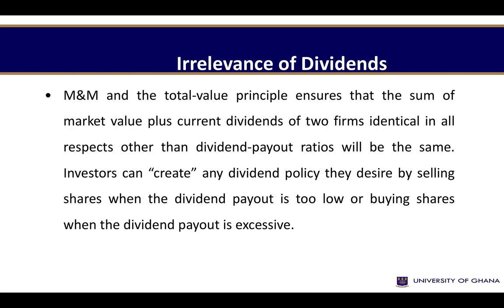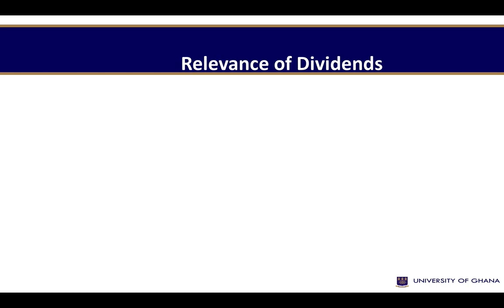So investors can create any dividend policy they desire by selling shares when the dividend payout is too low, or buying shares when they believe that the dividend payout is excessive. So by virtue of that, whether a firm pays dividend or does not pay dividend does not really have any implication whatsoever for the value of the firm, which is normally inferred from the value of the shares.